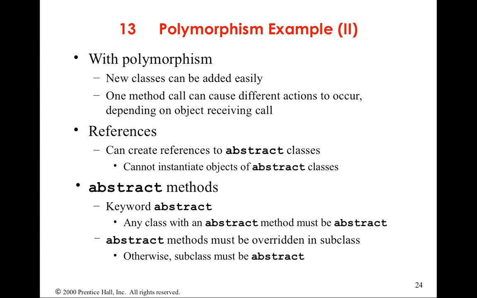Abstract methods make an abstract class. Any class that has at least one abstract method must be declared as abstract. And that's why it's abstract, because there's something in there that's not implemented.